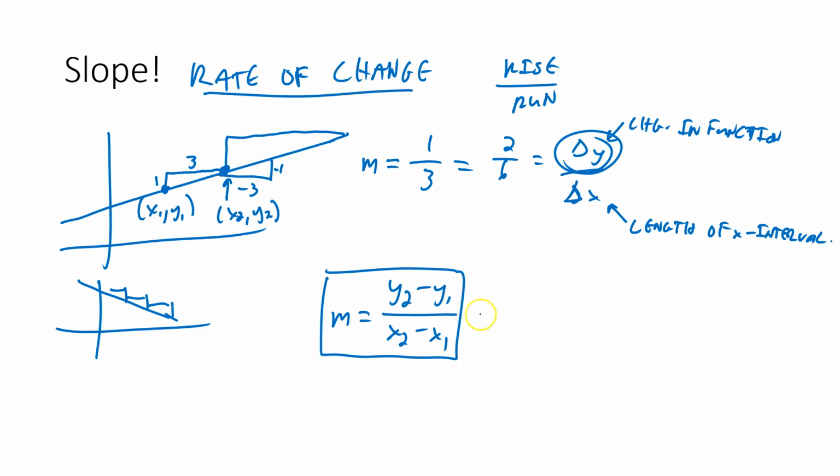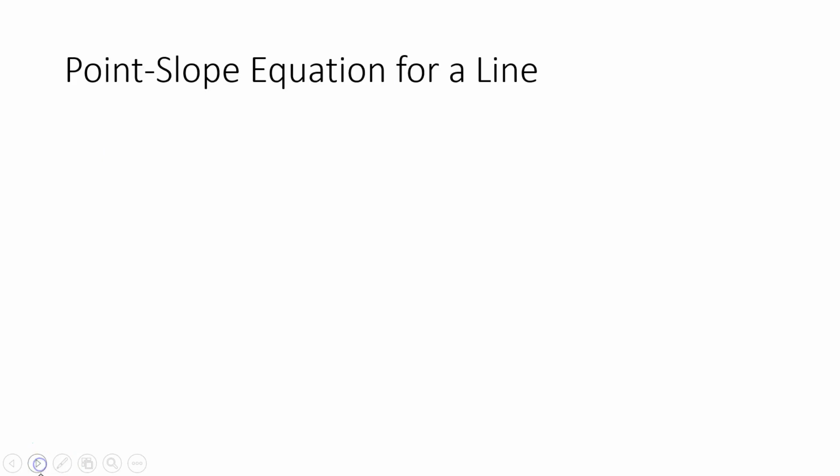You could also do this if you multiply the top and bottom both by -1 and distribute it. You end up with y1 minus y2 over x1 minus x2. So as long as you go in the same direction for both of them, like for this one, you wouldn't want to do like -1 divided by a +3. You have to go in the same direction for both of them. So this is kind of our slope equation that we're going to be dealing with today. All right, so let's get into the point slope equation for a line.